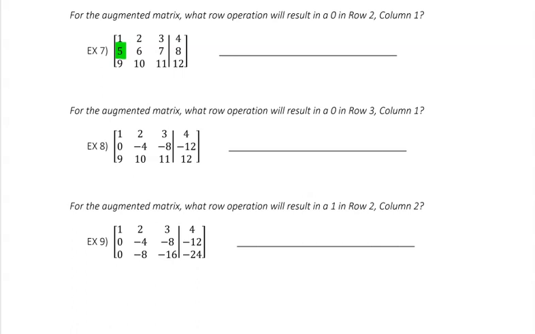All right, now here's the formula for it. So we want the opposite number, as in, if we have a 5 right there, -5 would be the opposite number, times the row where your 1 is.